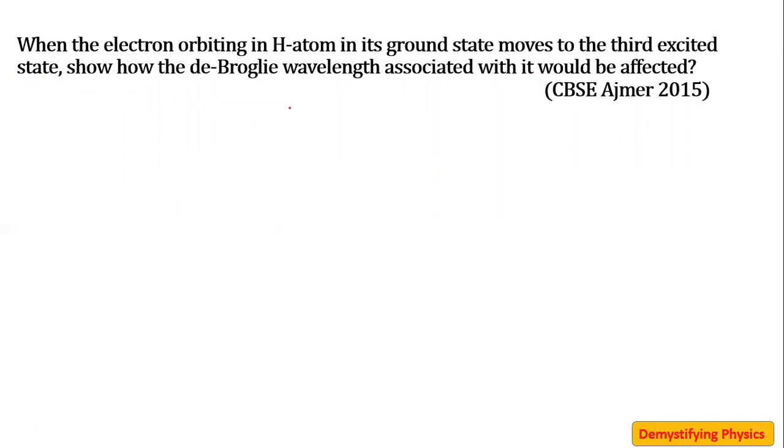Next question. When the electron orbiting in a hydrogen atom in its ground state moves to the third excited state, show how the de Broglie wavelength associated with it will be affected. Pause the video and try the question first. Okay, so now what is the de Broglie wavelength? It is h by p, and p is equal to mv.